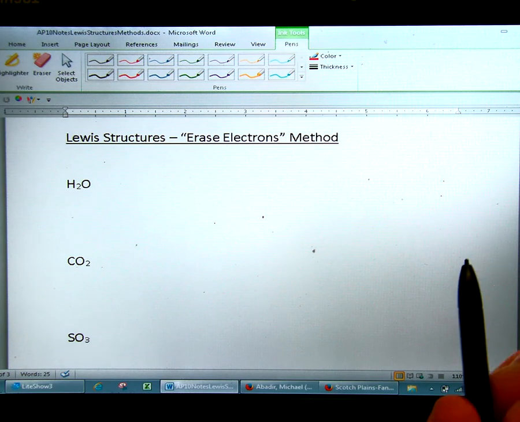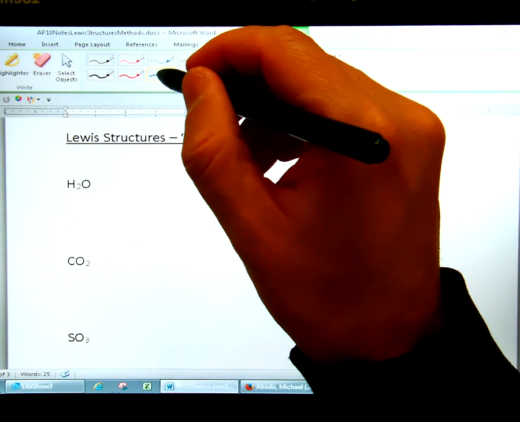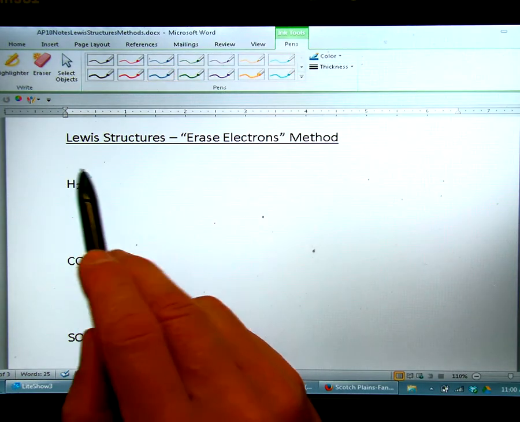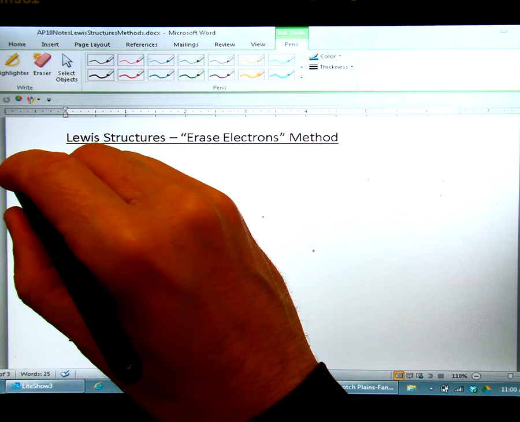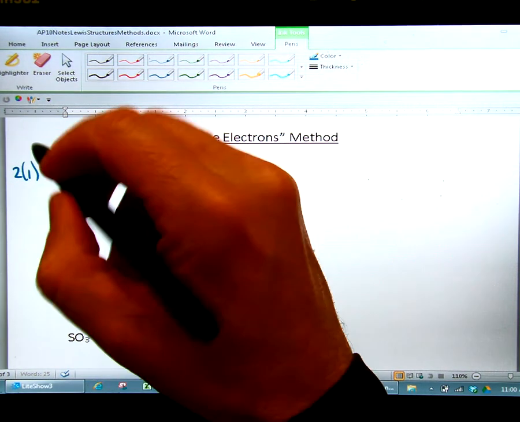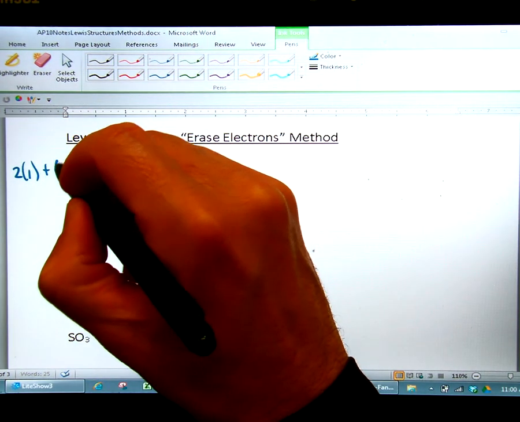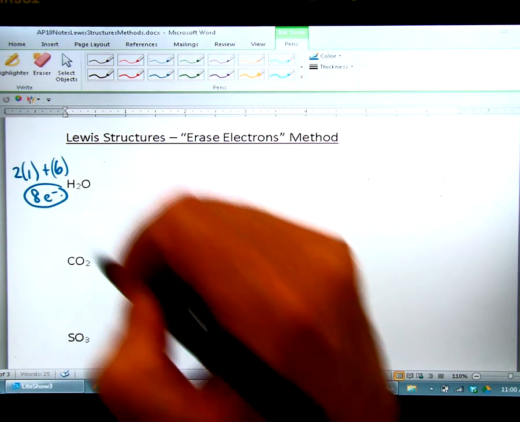In this video, we're going to learn how to draw Lewis structures with the erase electrons method. What you have to first do is count how many valence electrons are in each compound. So water has 2 valence electrons for the hydrogens altogether, because each one has 1. And then the oxygen has 6. So altogether, that's going to be 8 valence electrons to use for bonding.